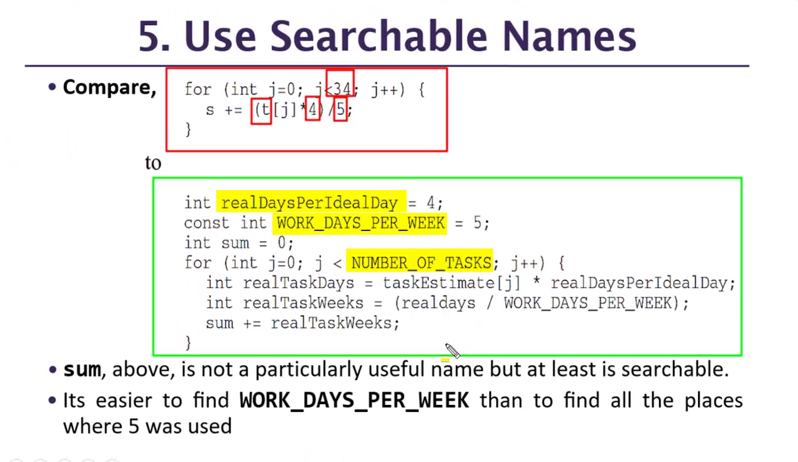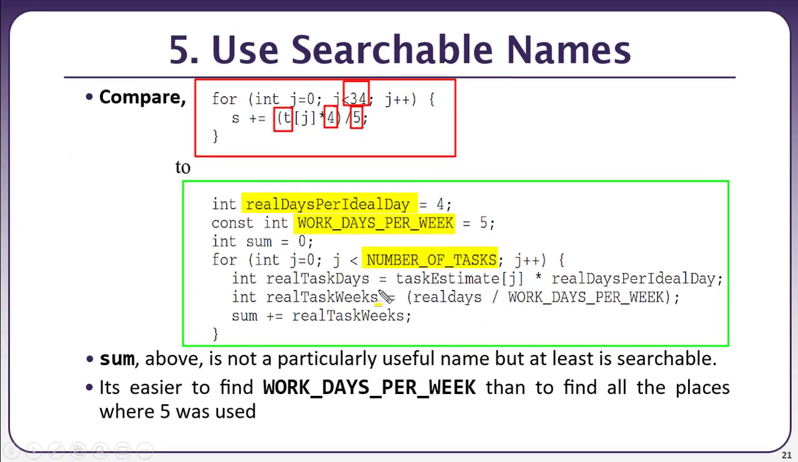So basically if you just look at this code, which is an improvement over the previous one, you can see that the names are definitely more searchable, and because the names are searchable, we will be able to easily fix or update that code if required in the future.